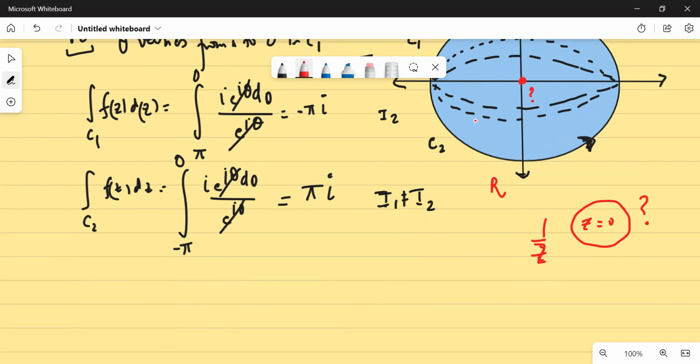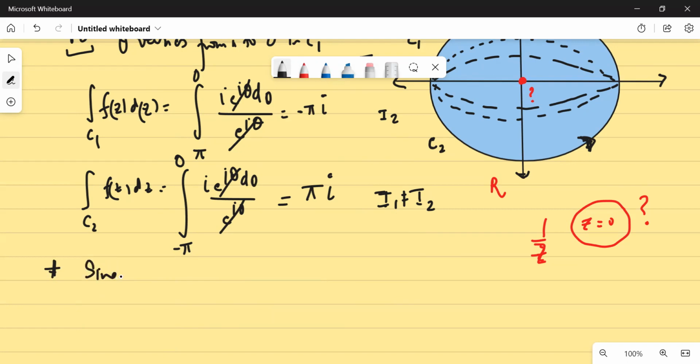So understand my point. Time and again I'm saying the principle of deformation of contour would be applicable if I can deform my contour to a different contour, provided in the process of deformation I should not encounter any singularity. Okay, are you getting my point? ये चीज समझ में आती है? So I'll write it here. So what should I write?